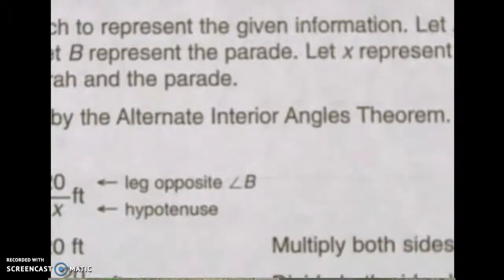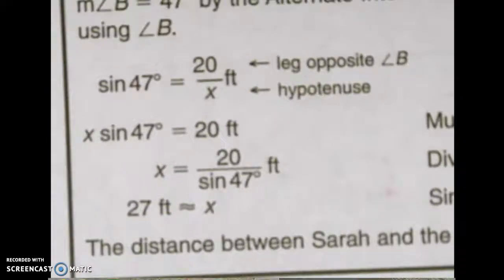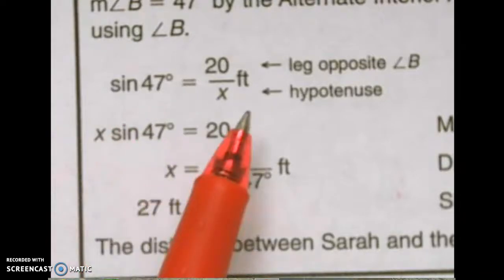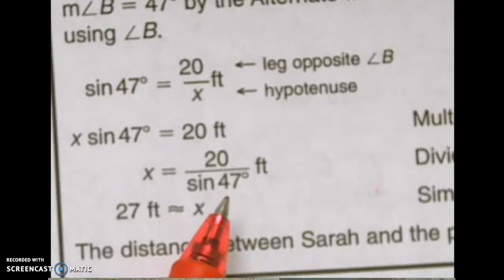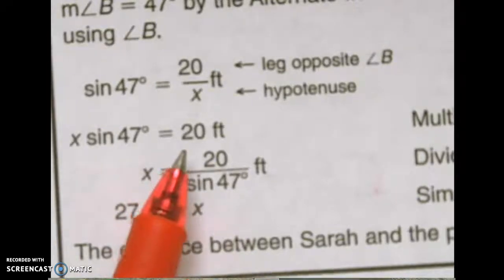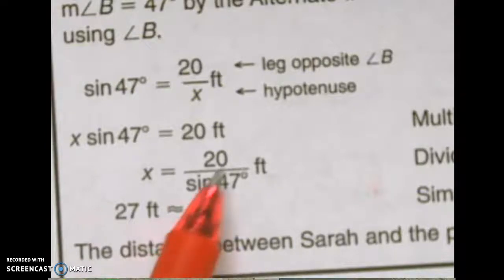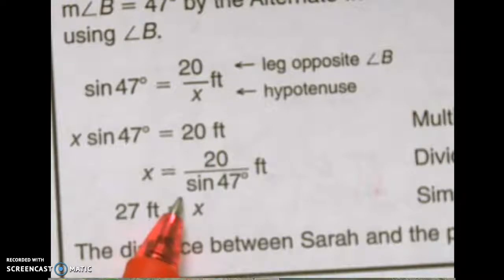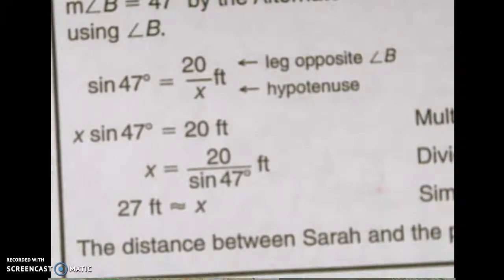So as I'm setting up my problem, I know that the sine of my 47 degrees is my opposite 20 over my hypotenuse x. I cross multiply. I divide by the sine of 47, so it's like interchanging those two. And in your calculator, with your mode in degrees, 20 divided by sine 47 gives you about 27 feet between Sarah and the parade.